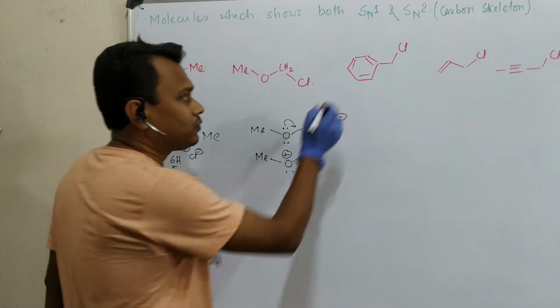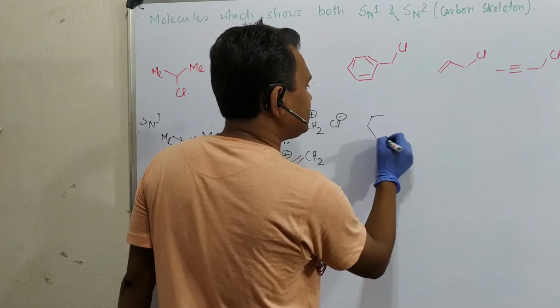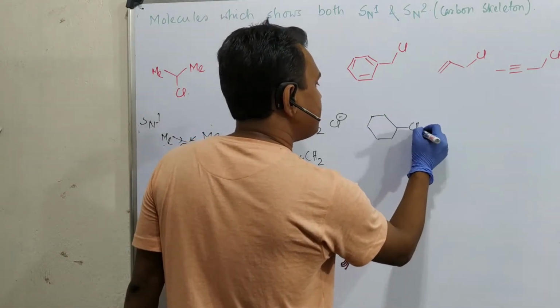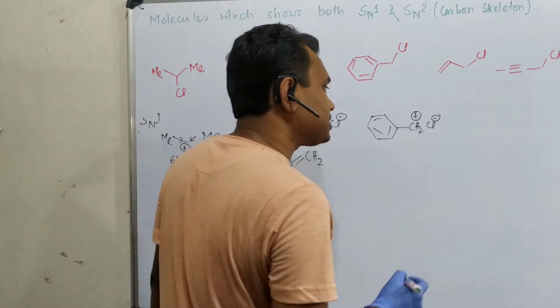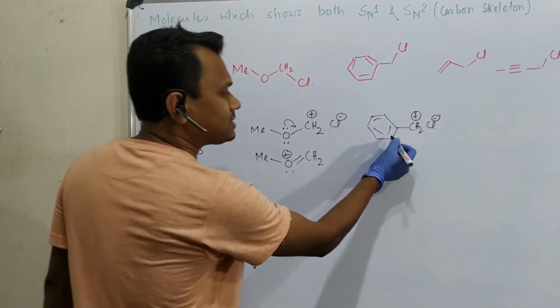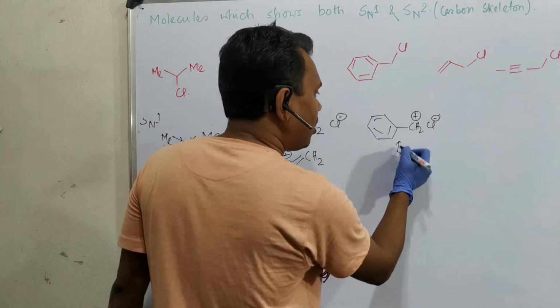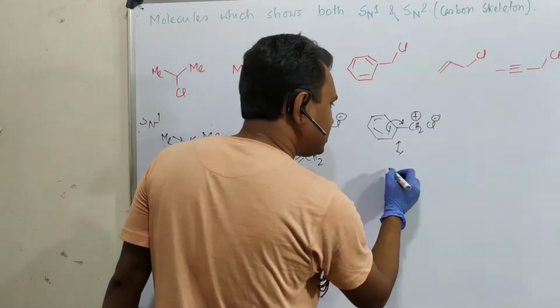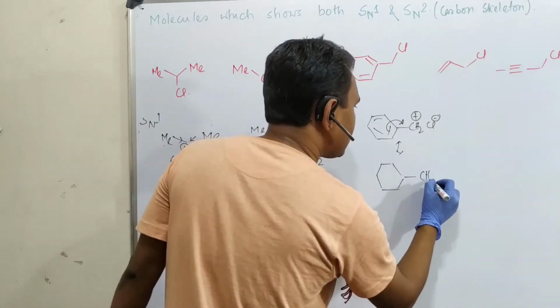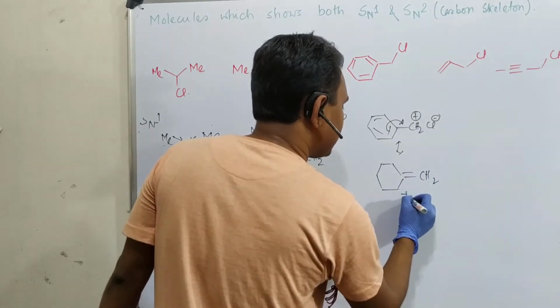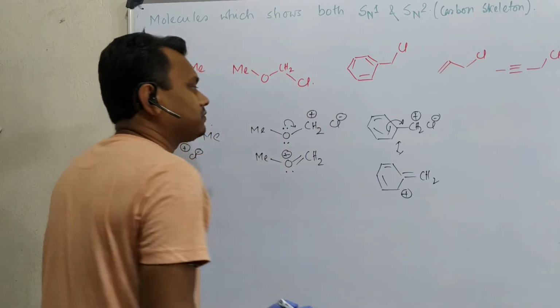What about this one? This produces a benzylic carbocation. Ion pair formation occurs, and this benzylic carbocation is stabilized by the resonance of the ring, and other canonical forms are possible.